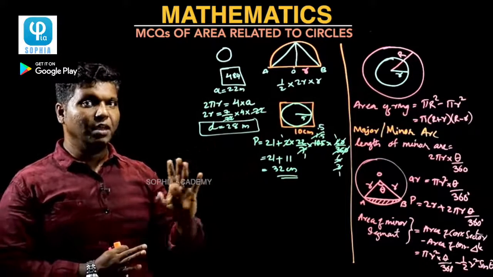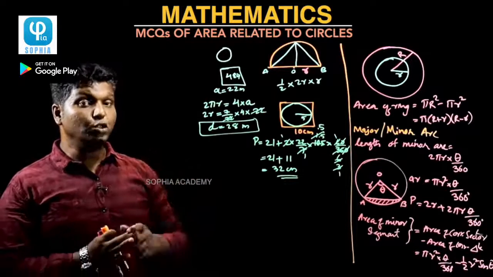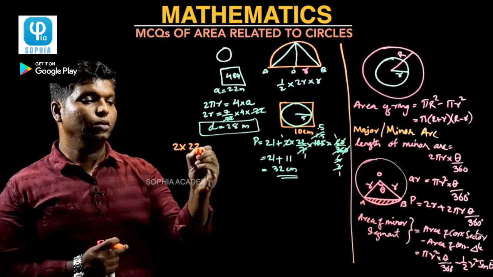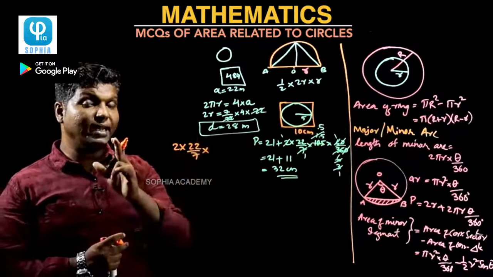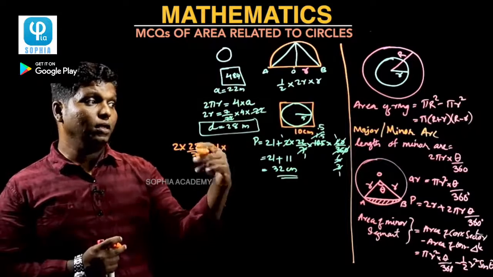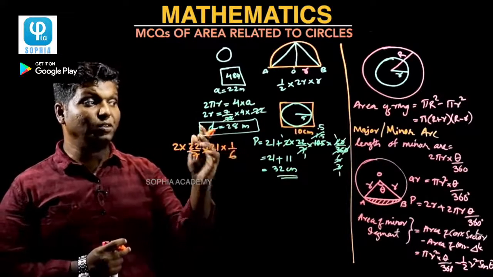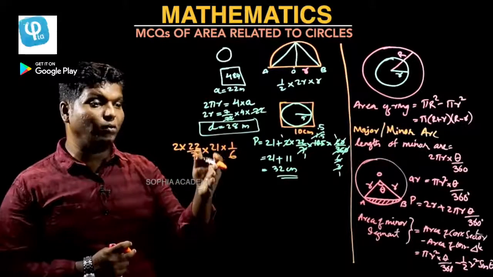1 by 6. Now 2 into pi. Pi is 22 by 7. So 2 into 22 by 7 into radius r. What is the radius given here? It's 21. Into the last portion, theta by 360. I told you, right now it is 1 by 6, because it was 60 by 360. Cancelling 0 and 0, 6 and 36, you got 1 by 6.